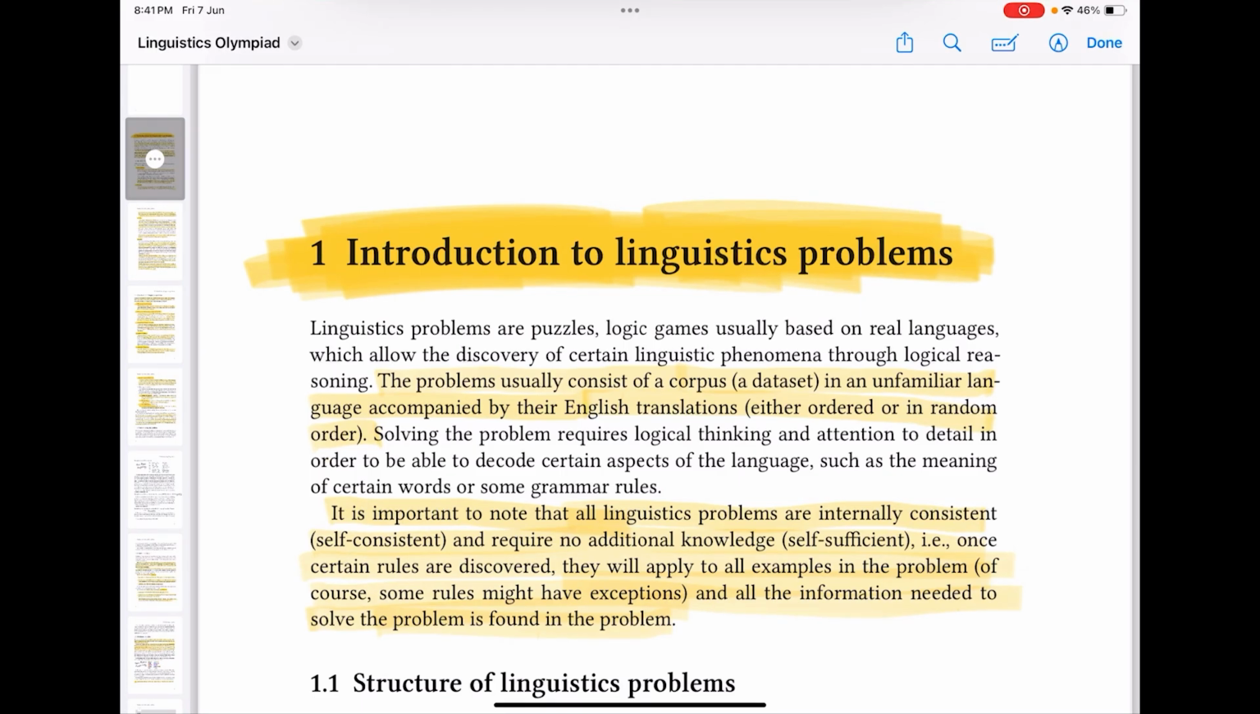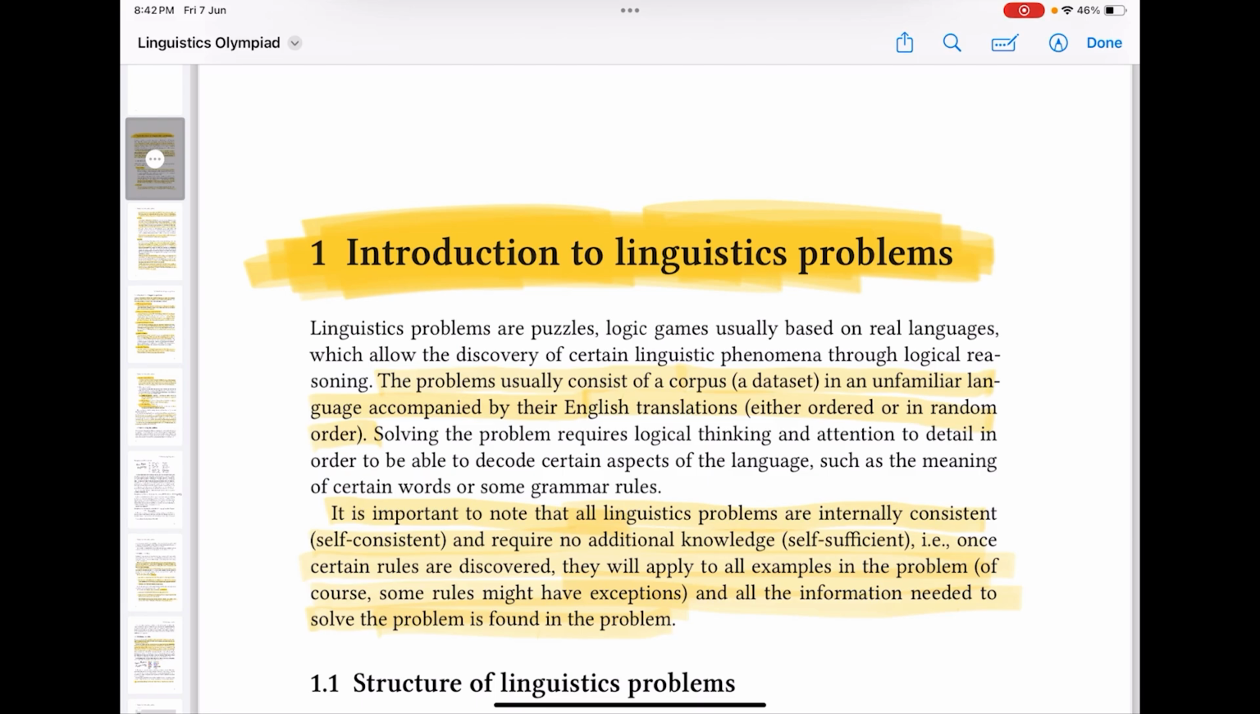The IOL, International Olympiad of Linguistics, is a science Olympiad that is conducted annually. It is especially underrepresented as of now. So I aim to start a community of linguistics, mainly related to problem solving here. So let's start. Today we'll cover the introduction to linguistic problems.